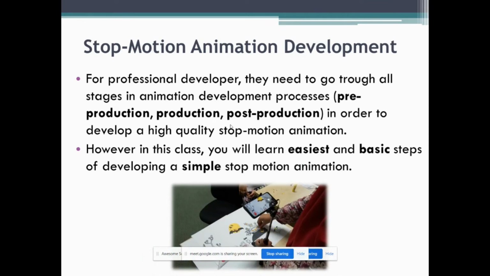Okay, for a professional developer, they need to go through all stages in the animation development process. There is pre-production, production phase, and post-production phase. These phases or processes we will learn later, maybe next week or in the next two weeks, in class, about what we need to go through in all these three main processes, in order to develop a high quality stop motion animation.